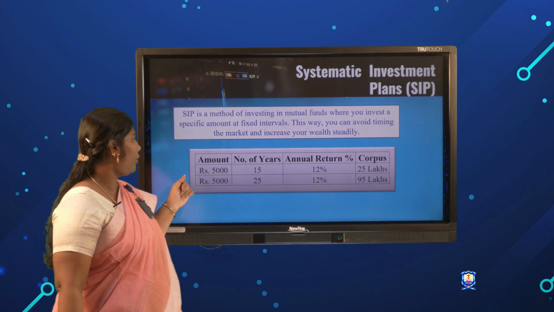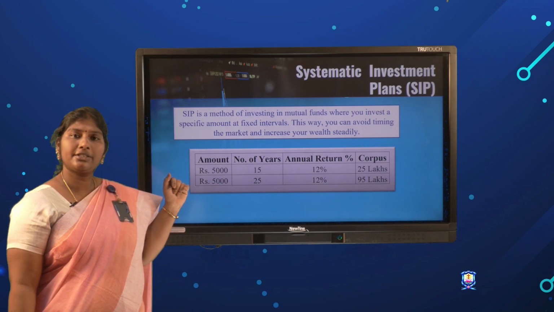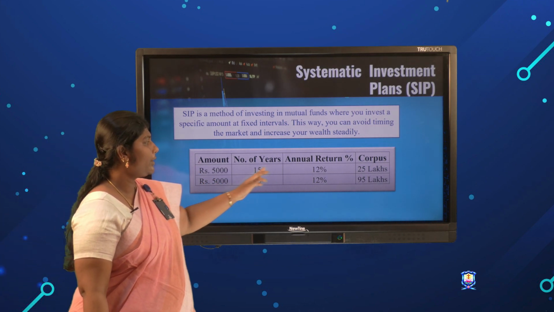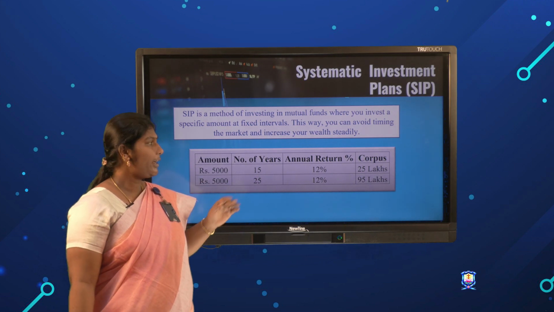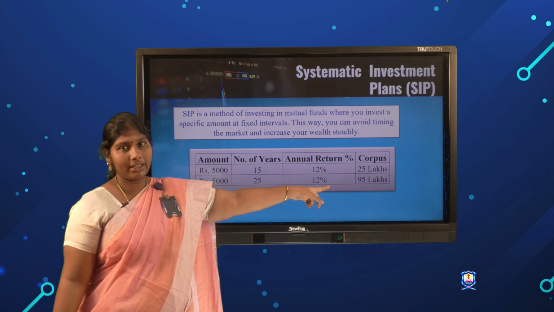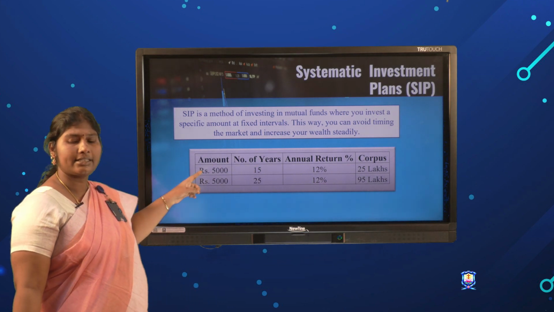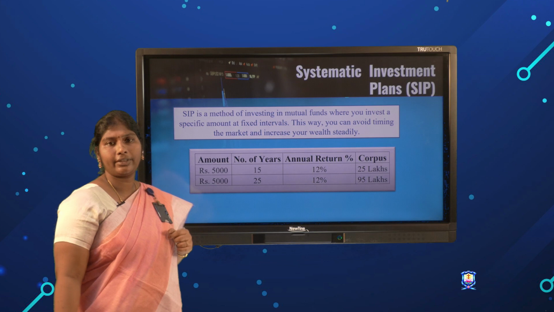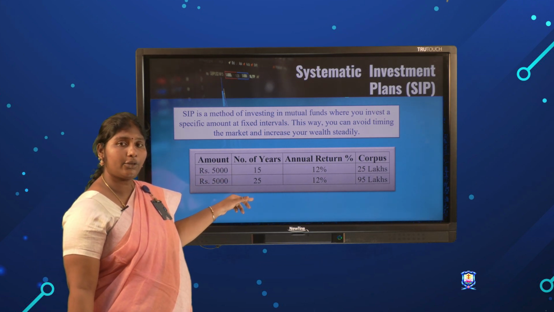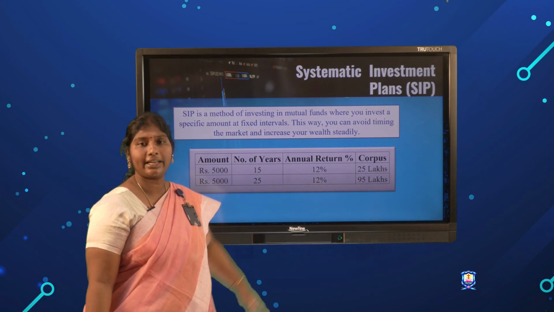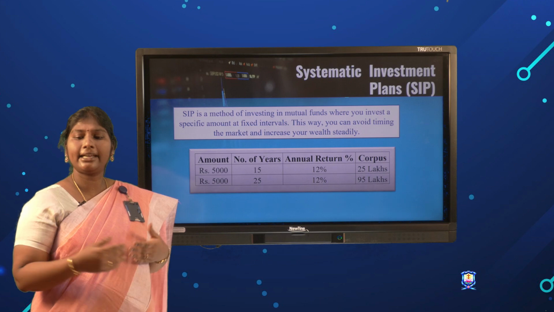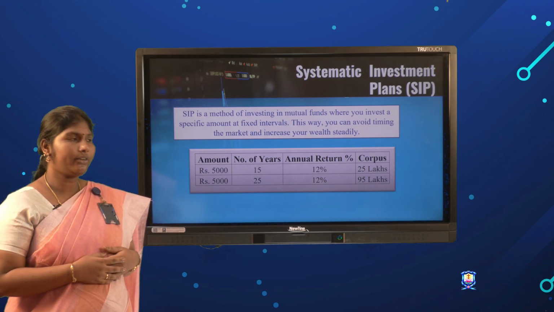Let's take an example of this. Let's imagine you invest 5,000 rupees every month for 15 years at a 12% rate of interest, where you receive a corpus of about 25 lakhs. This is a big amount. Roughly, it is 4 times the amount that you have paid. In the same way, if you continue for 25 years, your corpus goes up to 95 lakhs. So an extended investment window can increase your returns.